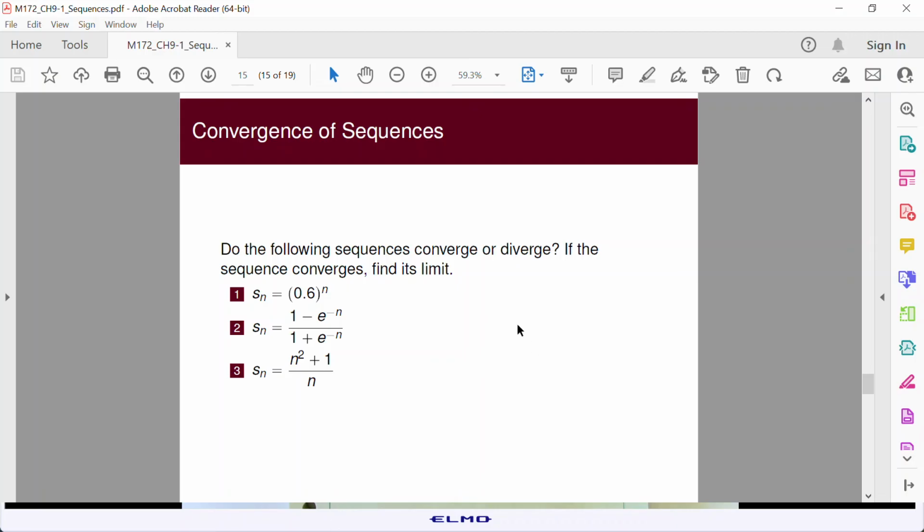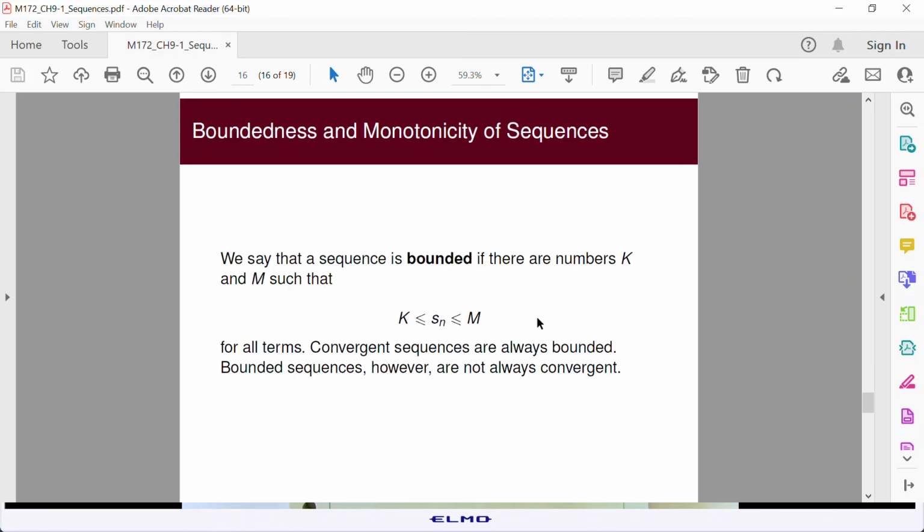last few things here. Boundedness and monotonicity. So it turns out that we can think of sequences as being bounded if there are numbers k and m that are above and below any value of the sequence. Any convergent sequence will always be bounded, and bounded sequences, however, are not always convergent. Let me just explain that really quickly.